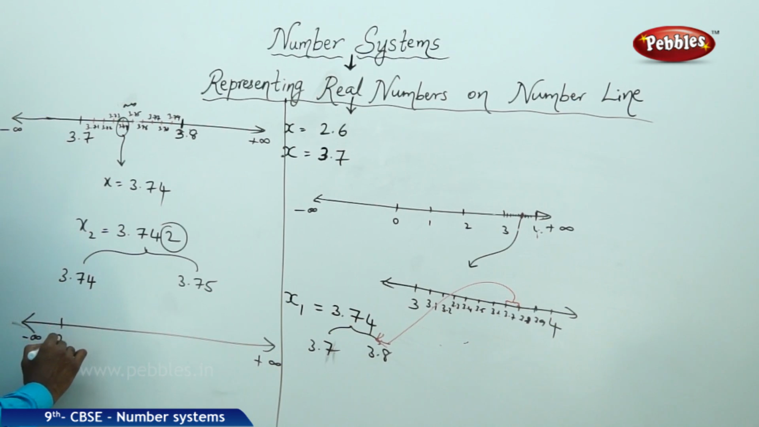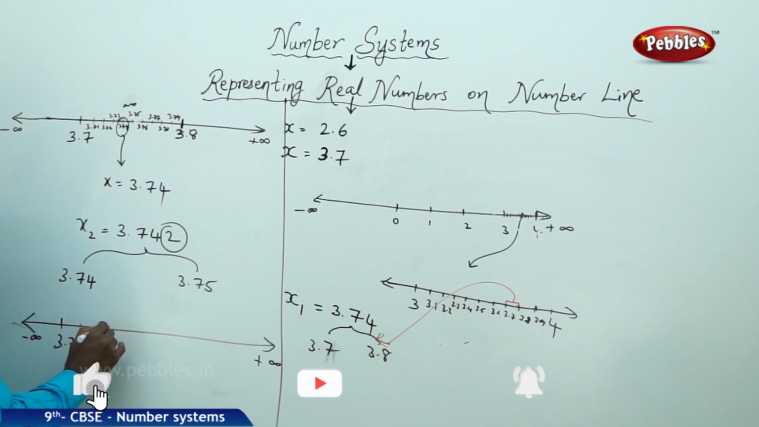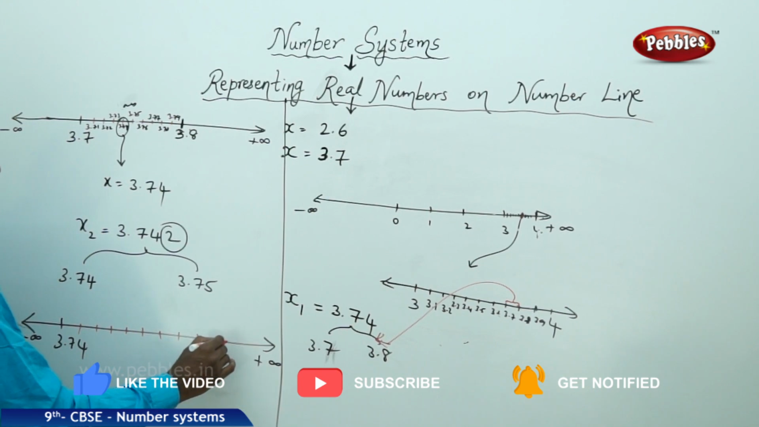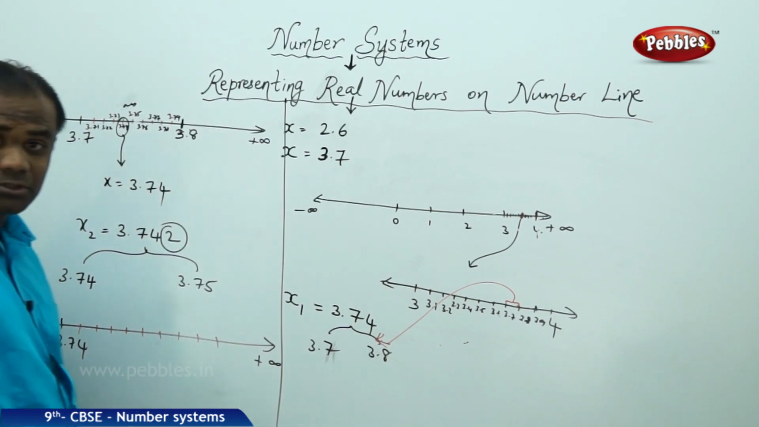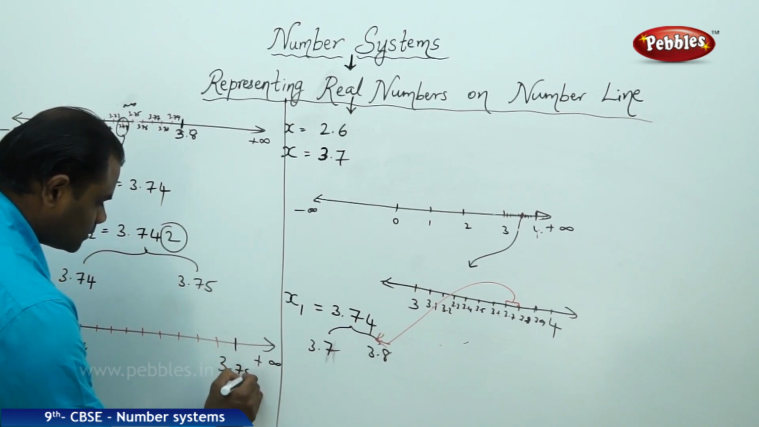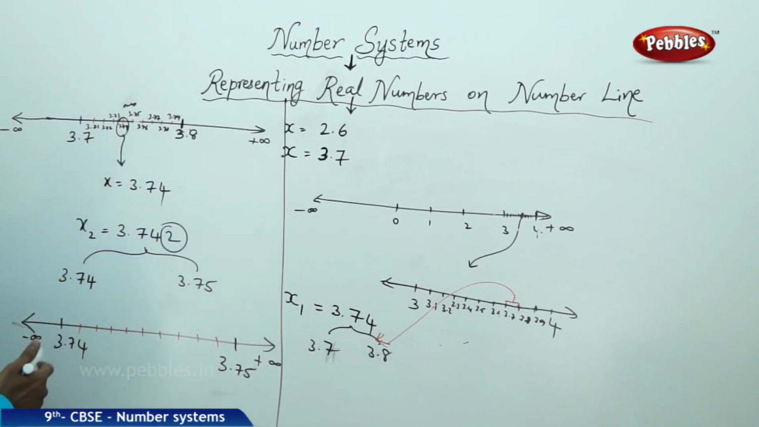And I have my 3.74 divided into different subintervals 1, 2, 3, 4, 5, 6, 7, 8, 9, and then finally I get to the 10th interval, which is 3.75. Now 3.741 lies here and 3.742 lies here.